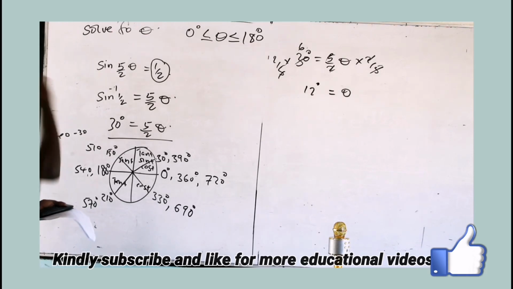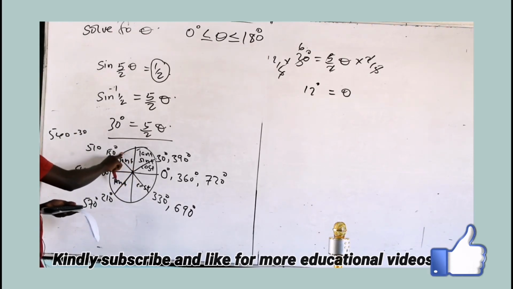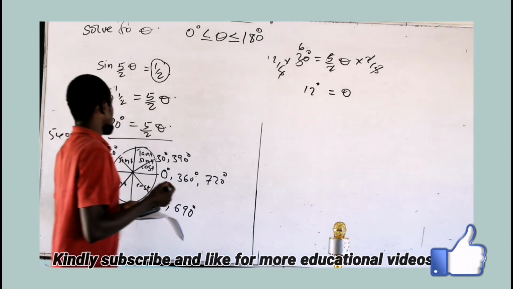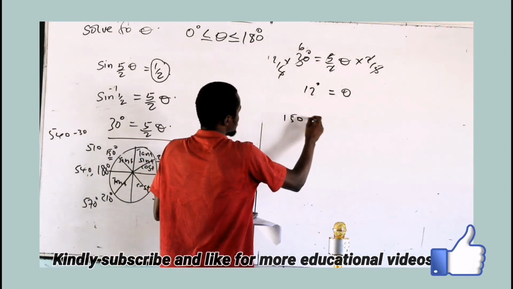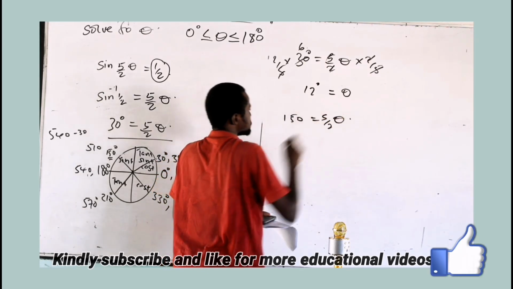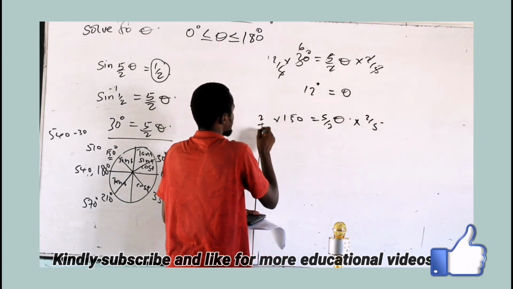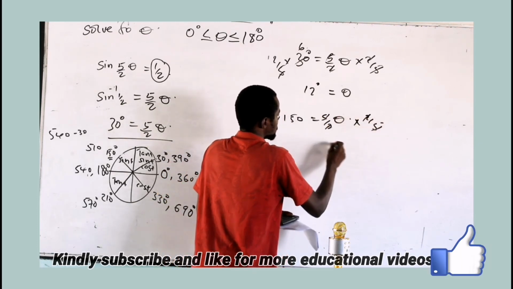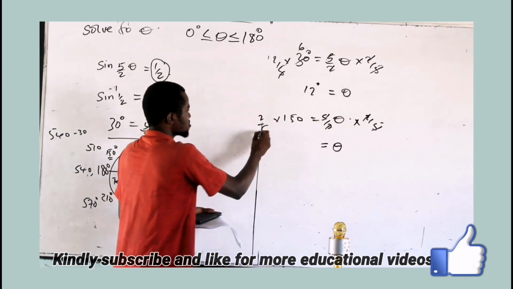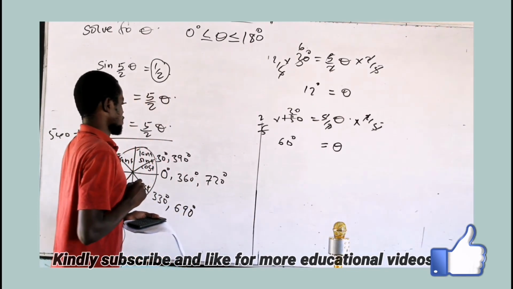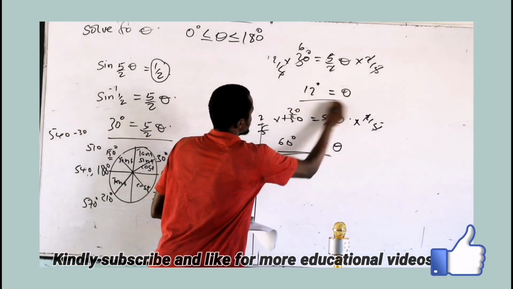So we come to the second quadrant. The angle found there is 150. Therefore, 150 equals 5 over 2 theta. Again, I simplify. So theta is 60 degrees. So I have 60 degrees. I continue.